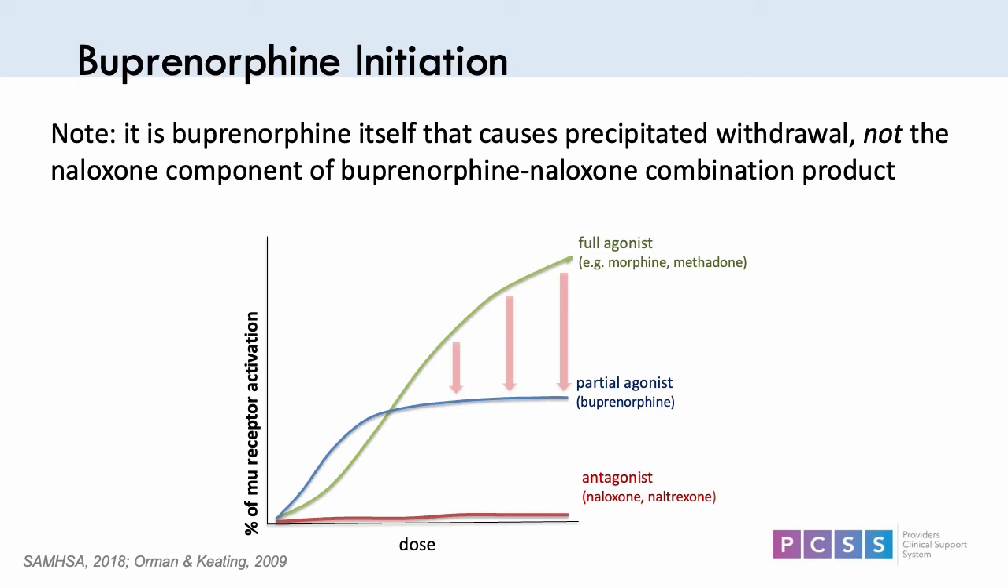One thing that's important to mention is that it is the buprenorphine itself that causes precipitated withdrawal, not the naloxone component of the buprenorphine-naloxone combination product. Buprenorphine is what causes the effect. So the principle behind any kind of buprenorphine initiation is that you need to be aware of if and how you displace other opioids that might be in the system.